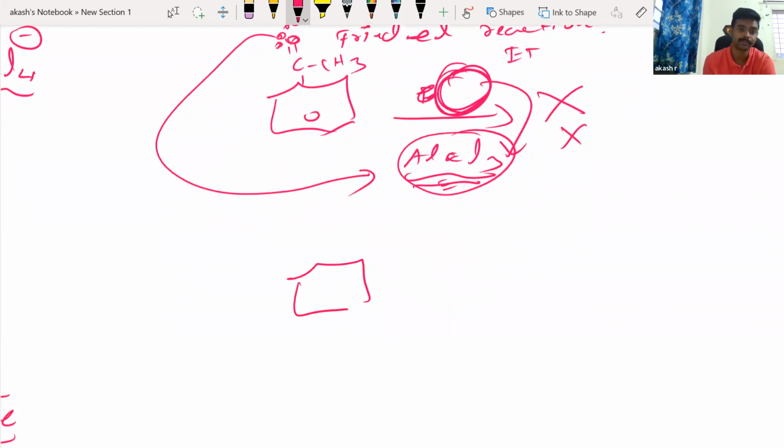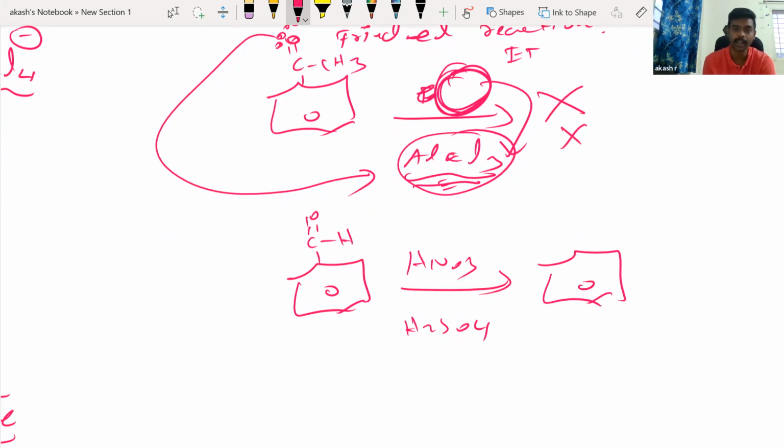But nitration can happen. For example, say C double bond O, H is there, and then if you go for HNO3 plus H2SO4, I know this is your nitrating mixture, so we are going to get meta products. CHO is there, and in the meta position I'm going to have one NO2.